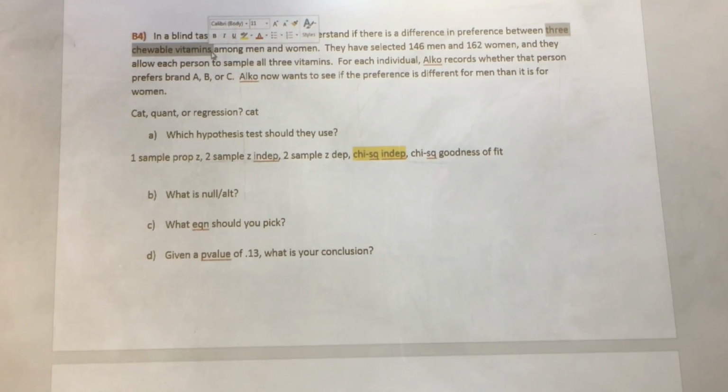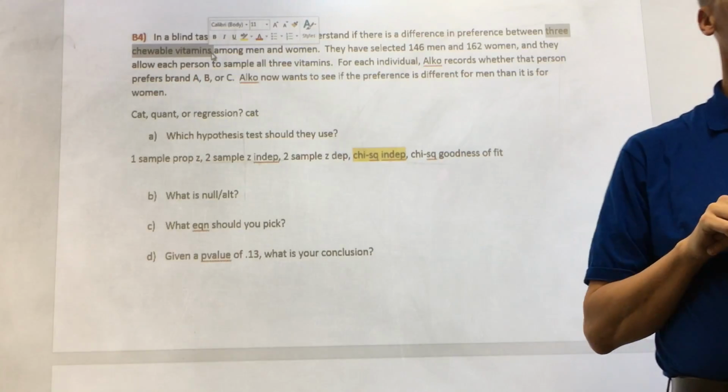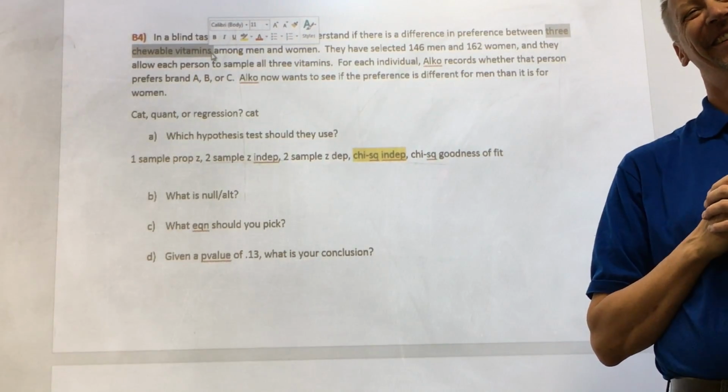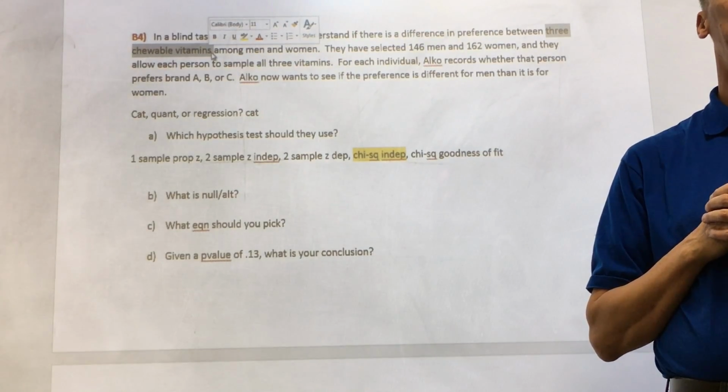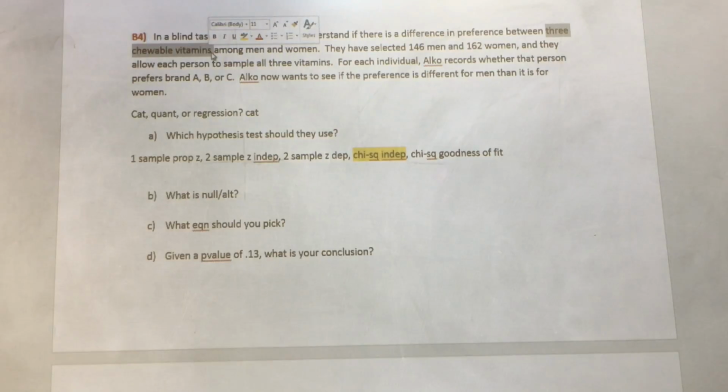How do you decide if it's between the vitamins or between the genders? Because you only got two genders, right? But those two genders have to choose between the three vitamins. So the three is the thing that matters. I've got three choices. It's not just two choices. It's not the vitamins picking the gender.